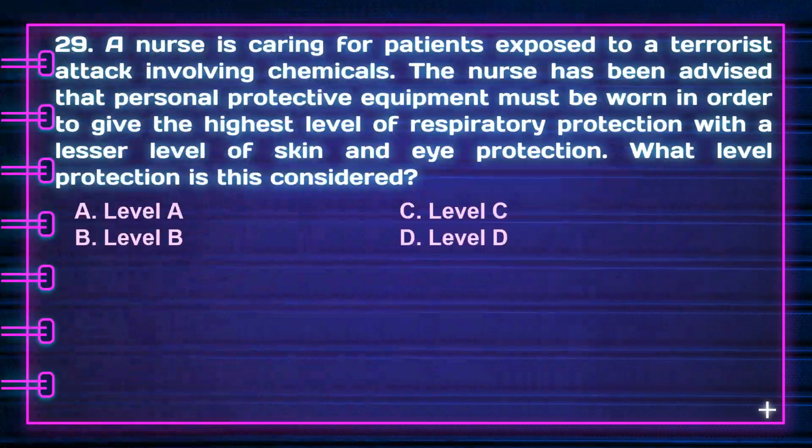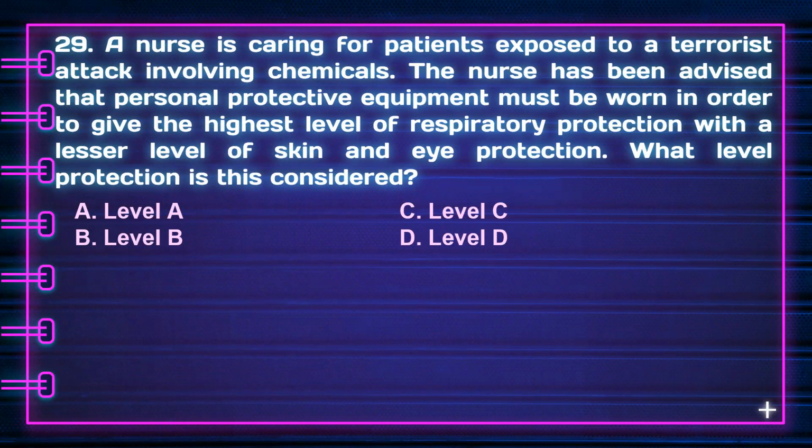29. A nurse is caring for a patient exposed to a terrorist attack involving chemicals. The nurse has been advised that personal protective equipment must be worn in order to give the highest level of respiratory protection with a lesser level of skin and eye protection. What level protection is this considered? A. Level A, B. Level B, C. Level C, or D. Level D.